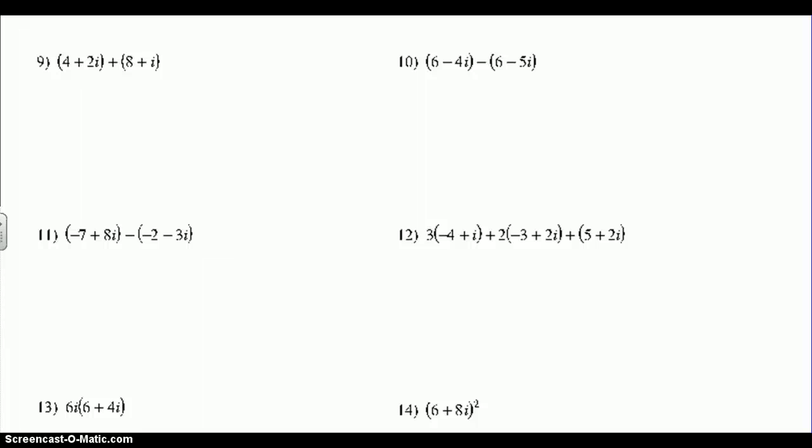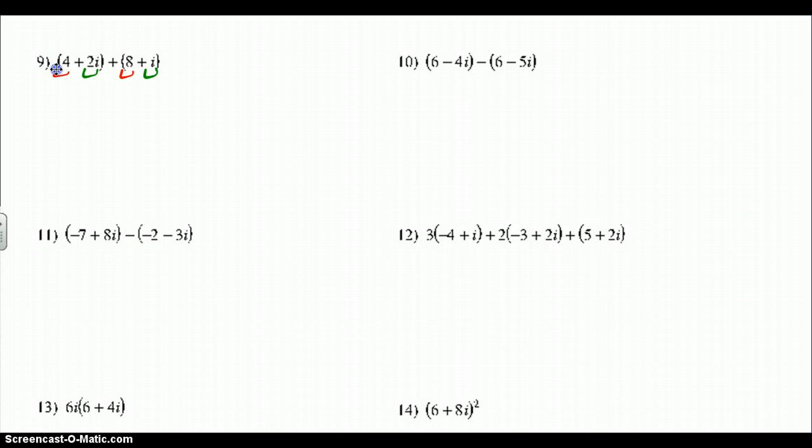Okay, Algebra 2C, this is page number 2 for the review 7.5 to 8.1. We're working on numbers 9 through 18. So let's start with number 9. We are adding two complex numbers. Remember, we've got to add the real part and the imaginary part.